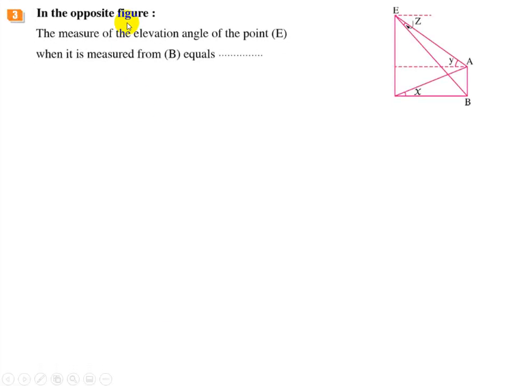Question number 3. In the opposite figure, the measure of the elevation angle of the point E when it's measured from B equals. From B, the angle is this part and this part, equal alternating Z plus this angle. This angle alternating equal Y. So the elevation angle which he wants is Y plus Z.